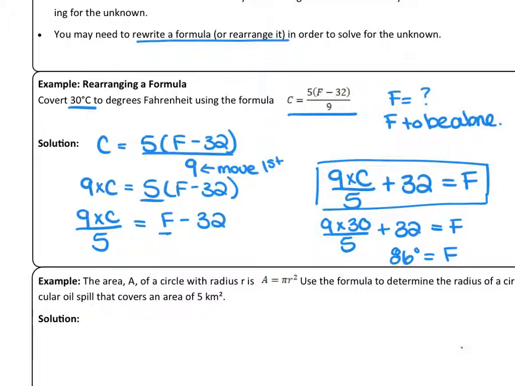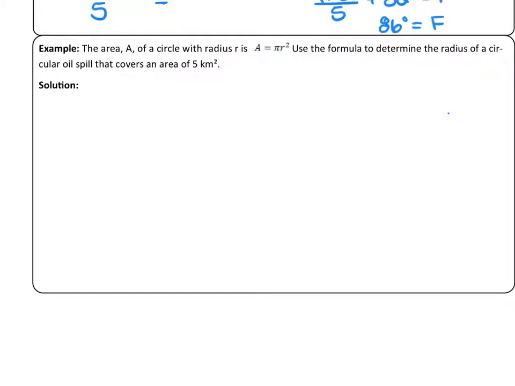Perfect. So you always do the opposite when you're moving things over. Let's try a different example. I'm going to move the sheet down and we'll try the last example. All right, so the area A of a circle with radius r is A equals pi r squared. We're going to use the formula to determine the radius of a circular oil spill that covers an area of 5 kilometers squared. So we're not finding the area in this one. We're going to find the radius.